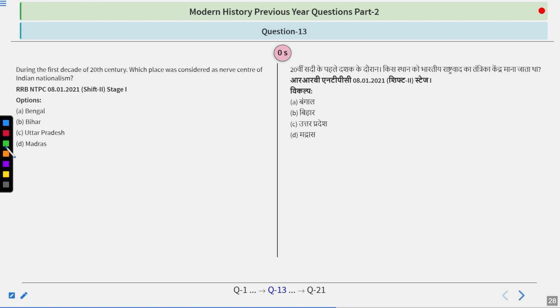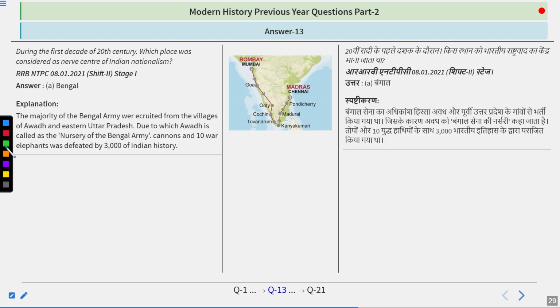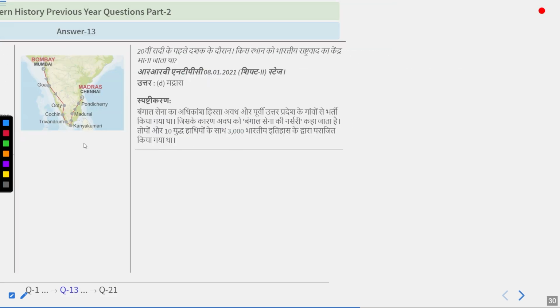I guess you have figured out the answer. The answer is Bengal. The majority of the Bengal army were recruited from the villages of Awadh and eastern Uttar Pradesh, due to which Awadh is called the nursery of the Bengal army. So do remember the answer to this question will be Bengal.